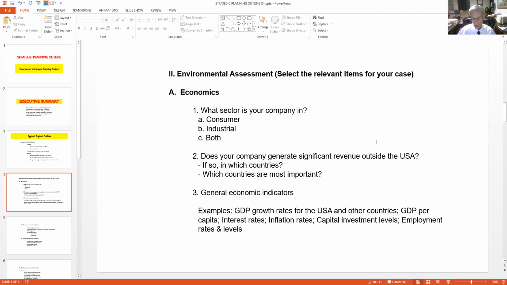So does the company generate significant revenue outside the United States? And I believe that that will be the case in all of the companies that you study. So we're going to need to gather information about the economies of multiple countries. Now, in the case of PepsiCo, again, I think PepsiCo does business in 70 some countries. And by now it's probably more than that.